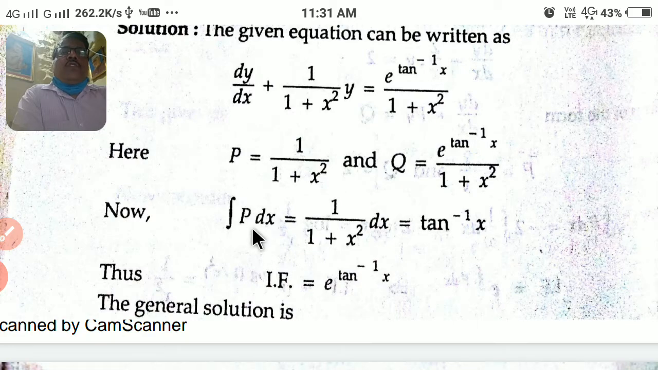Next, integration of P dx, which is equal to integration of 1 divided by 1 plus x square dx, which is equal to tan inverse x. So therefore the integrating factor is equal to what? Integrating factor is equal to e raised to integration of P dx. So e raised to integration of P dx is e raised to tan inverse x.